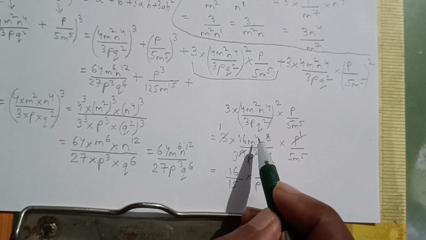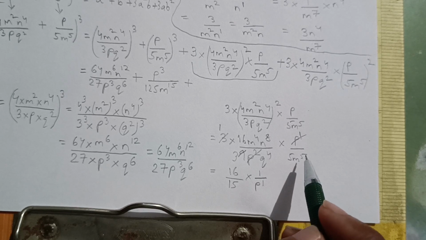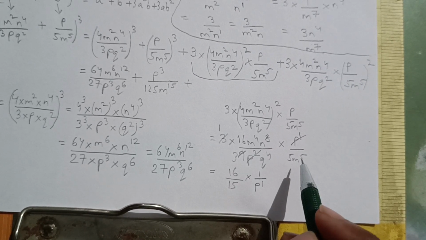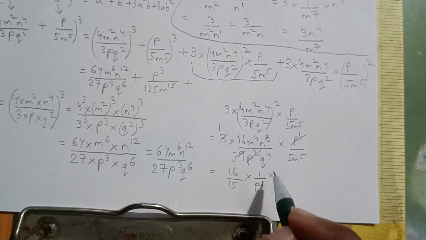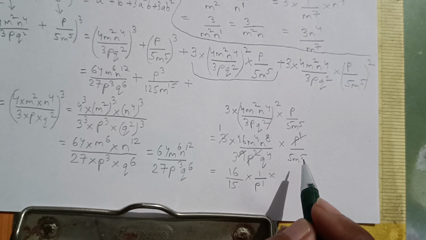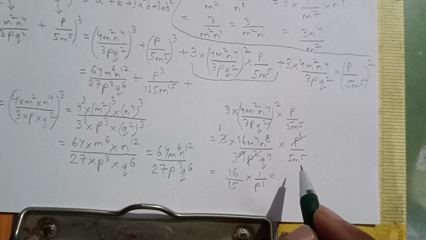Now m to the power 4 and m to the power 5. So m to the power 4 upon m to the power 5. So that will be m to the power 4 minus 5. 4 minus 5 is minus 1. So m to the power minus 1.